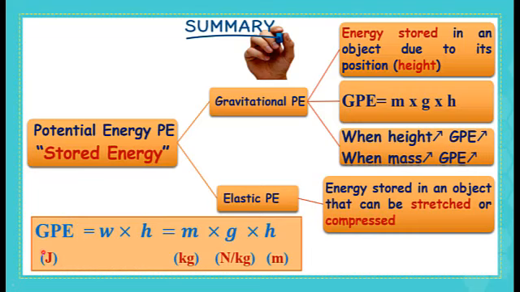Gravitational potential energy equals weight multiplied by height, equals mass multiplied by gravity multiplied by height. Gravitational potential energy is in joules, mass in kilogram, gravity in Newton per kilogram, and height in meters.